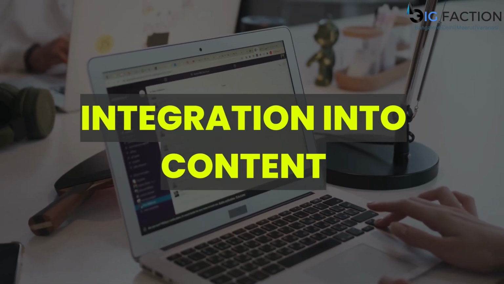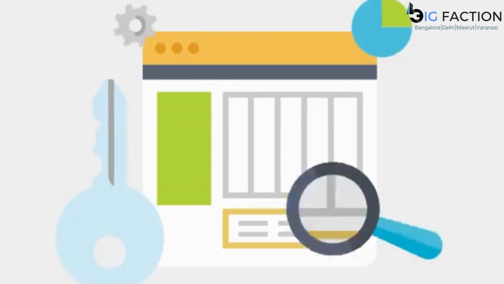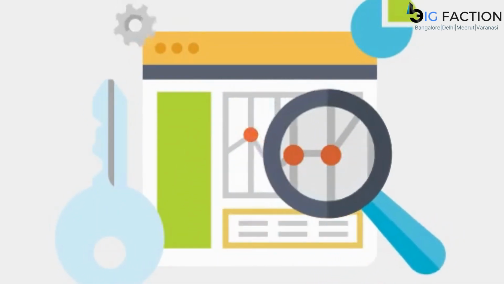Point 3. Integration into content. Keyword integration involves strategically placing relevant keywords within your website's content, titles, meta descriptions, headers, and even URLs. The goal is to match the terms and phrases people commonly use in Google search when looking for information related to your content, products, or services.